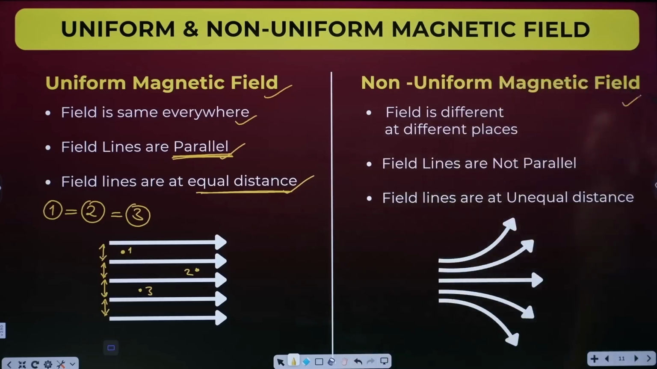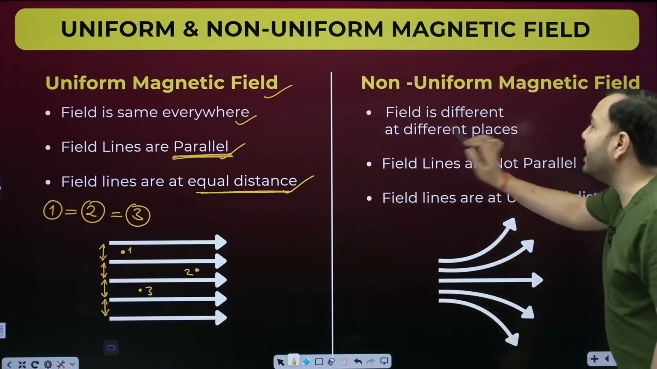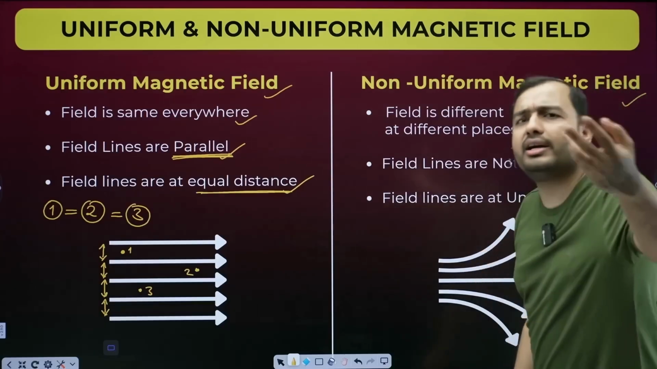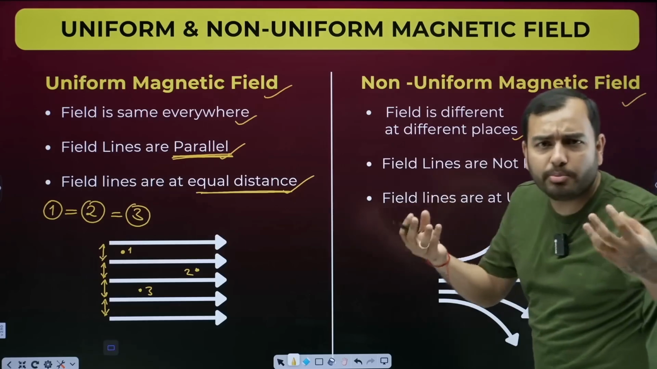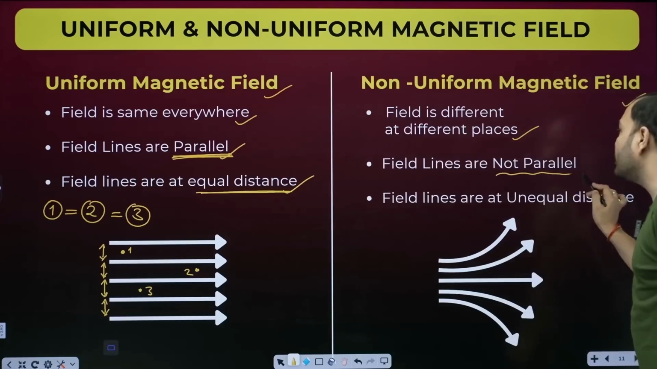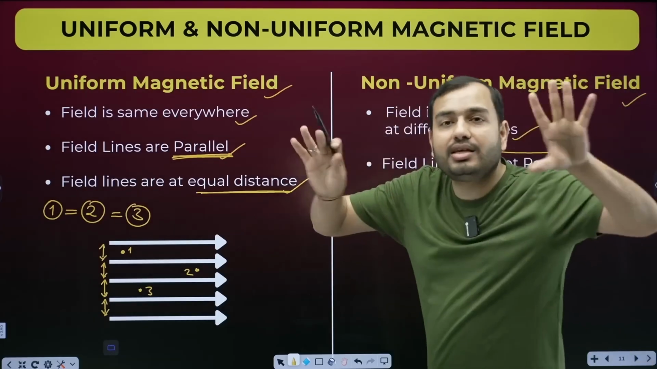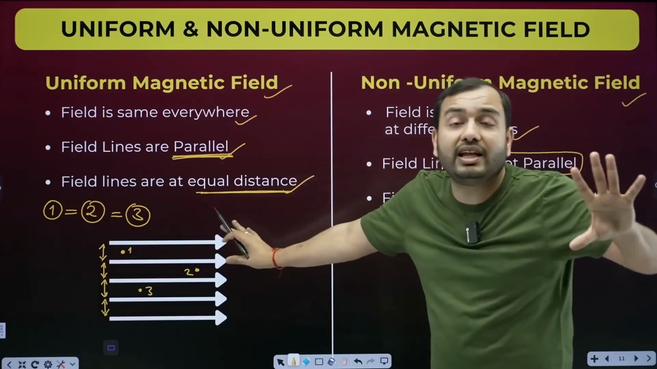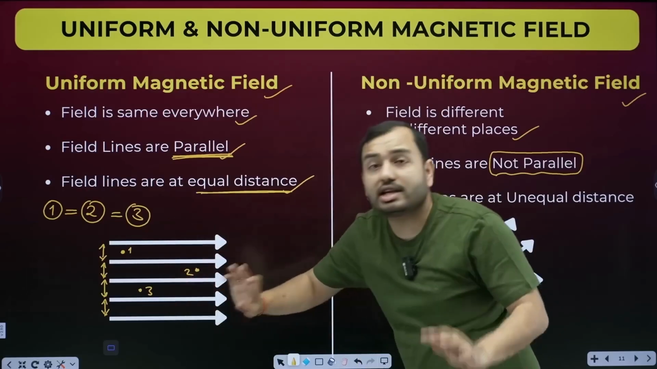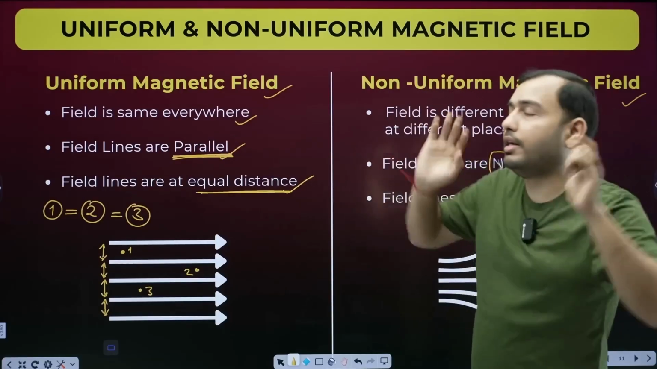Then comes non-uniform magnetic field. The name itself tells. Non-uniform means it will not be the same everywhere. Field is different at different places. The magnitude and direction of the field can be different at different places. Somewhere it will be 5, somewhere 10, somewhere 20. And direction can also be different. Field lines are not parallel. How will we know? Simple. Other than parallel lines at equal distance, if anything else is seen, whatever it looks like, the magnetic field is non-uniform, different everywhere.